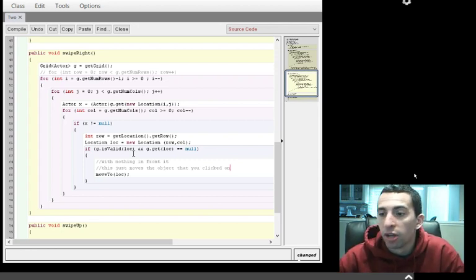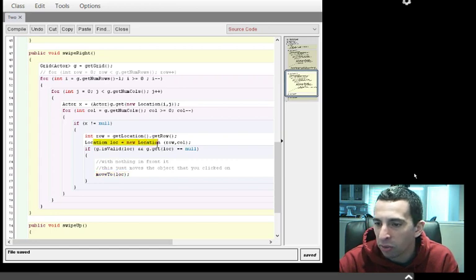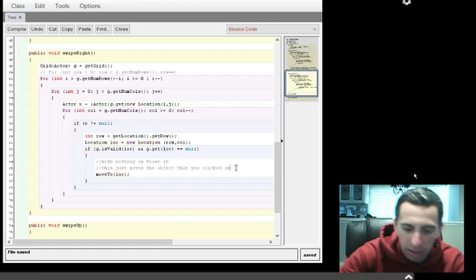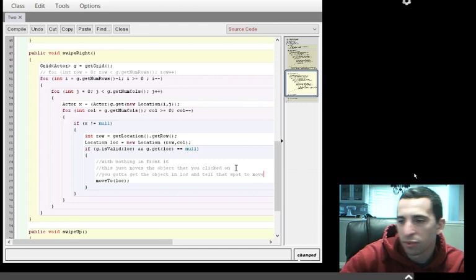Okay, so this just moves the object you clicked on. So look at the location, Mia. Here's the issue. The problem is that you're not telling the object in that location to move. You got to get the object in loc and tell that spot to move. So that's why you're having that issue.